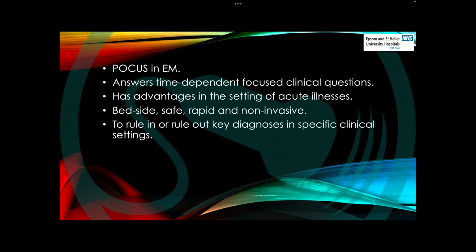So bedside sonography is not a complete radiological investigation, but rather an extension of the clinical examination to rule out or rule in the key diagnoses in a specific clinical setting. The point of care ultrasound is geared to addressing highly time-dependent and focused questions. And in general, most of the focused scans become more obviously positive as the patient becomes increasingly unwell.